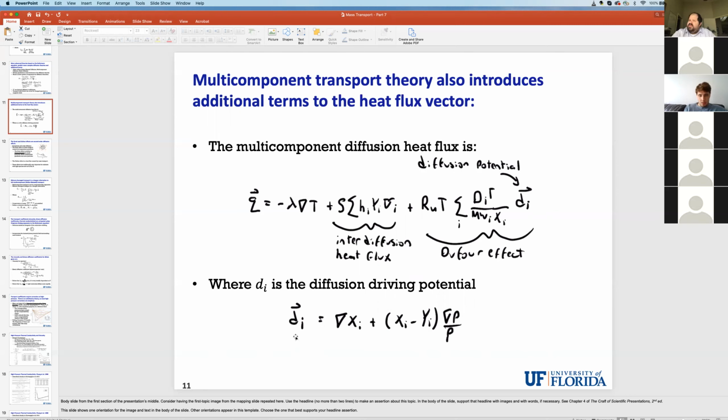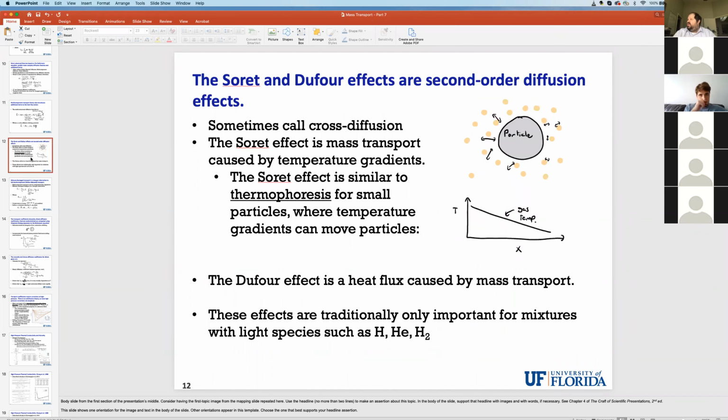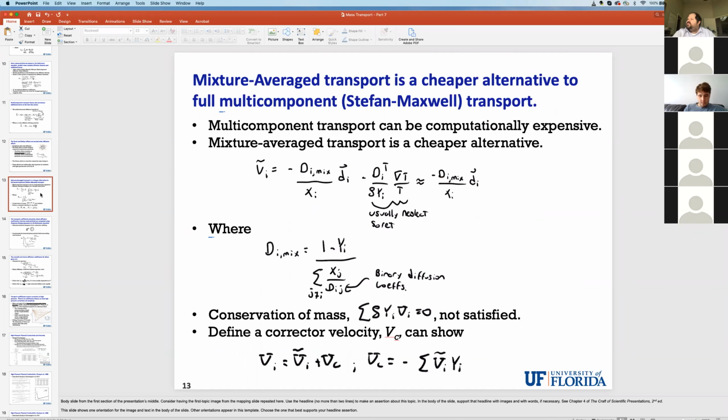And the driving potential that's used to compute the diffusion velocity is often given in this form here. So this does include the effects of barodiffusion. Okay, and we ended off discussing what the Soret effect is. It's not really that well understood for gases, but I did give an analogy called thermophoresis for particles. Okay, so now we're going to move on from that Stefan-Maxwell treatment.